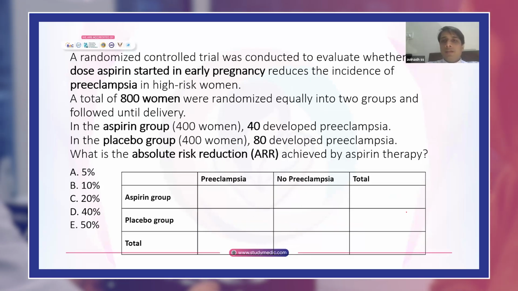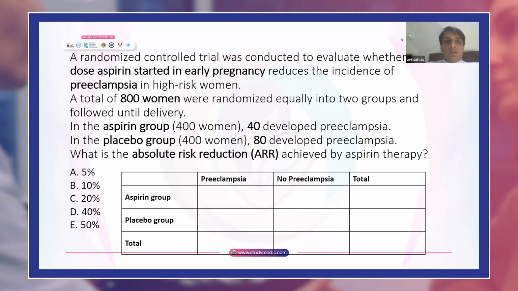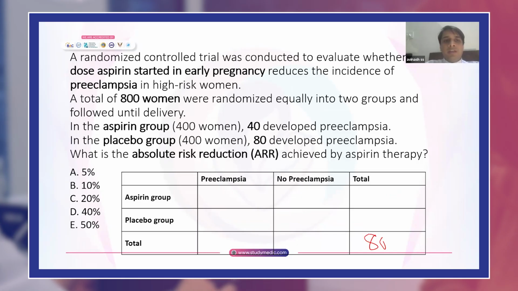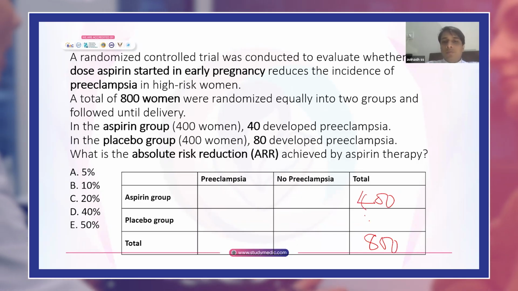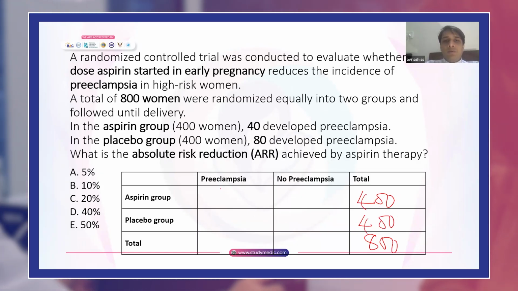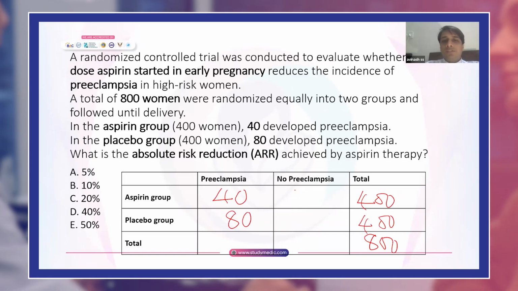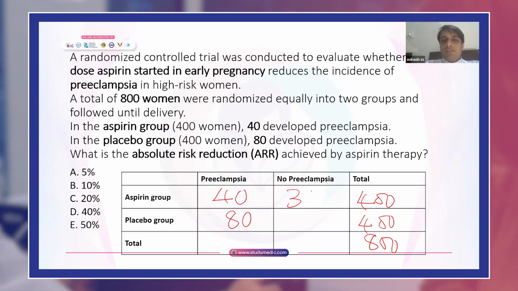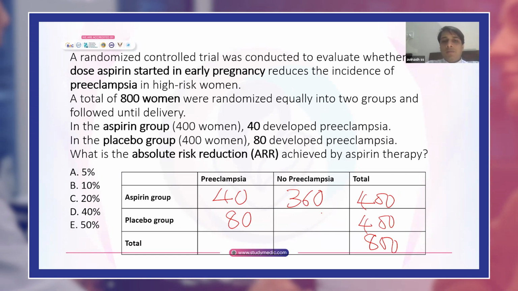Now, similar study here, the question is around 800 women are there. Aspirin group is 400, and placebo group is also 400. In aspirin group, 40 developed preeclampsia. In placebo group, 80 developed preeclampsia. So the remaining is 360 in aspirin group, and the remaining here is 320 in the placebo group.